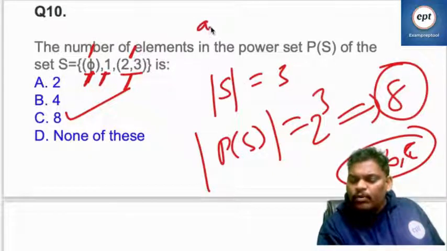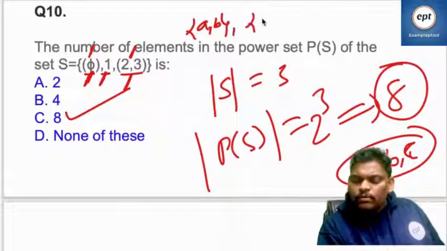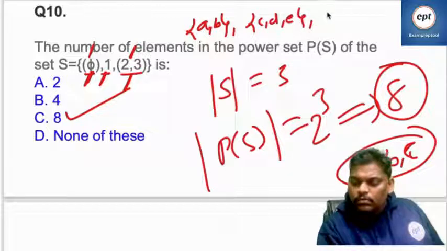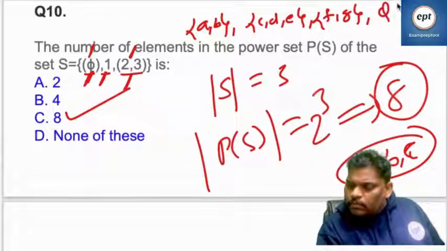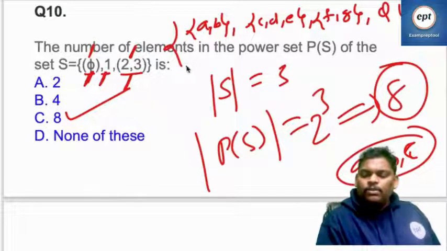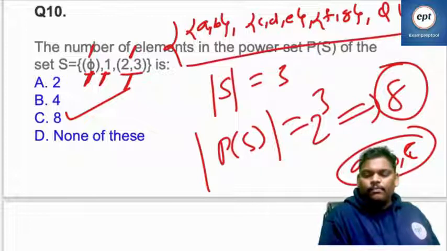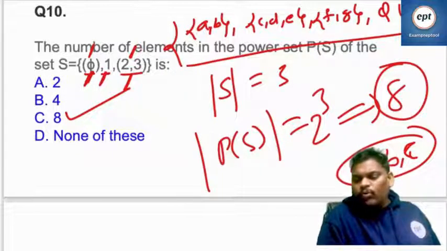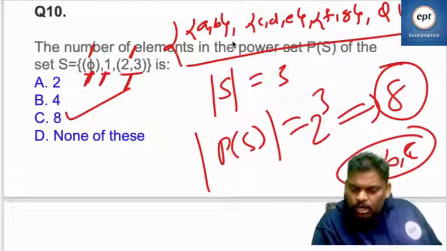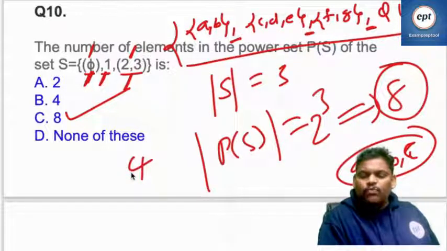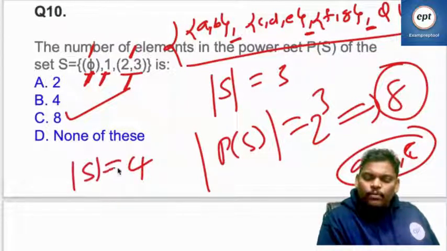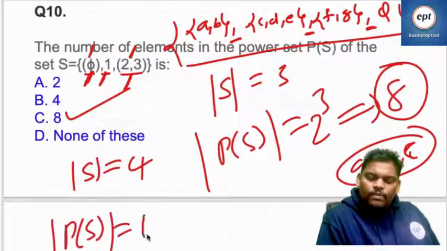Now I want an answer from you. How many elements are there? Don't go inside one element and check. Just see the commas outside. Outside commas: 1, 2, 3. 3 commas are there, which means 4 elements. S contains 4 elements. The power set of S contains how many? 16.